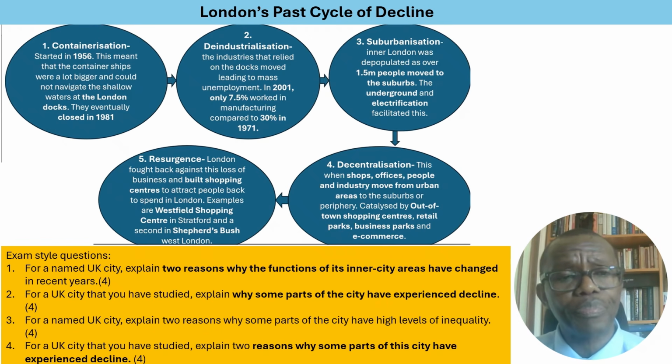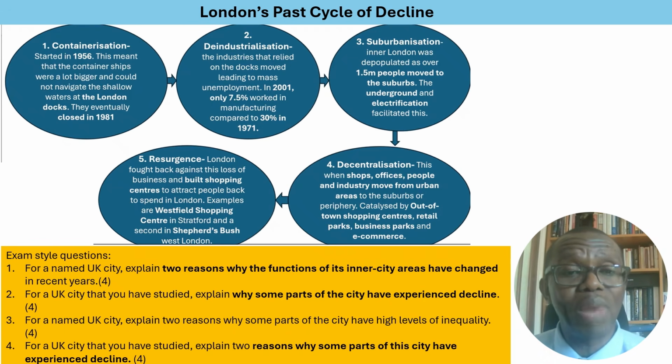So it started in 1956, and this meant that large container ships could not navigate through the River Thames, because the container ships were a lot bigger than the ships that were there before. The River Thames obviously is a river, it's not the sea, it's not the ocean, and therefore it became too narrow and too shallow for these large container ships, and as a result, the London Docklands actually shut down or closed in 1981.